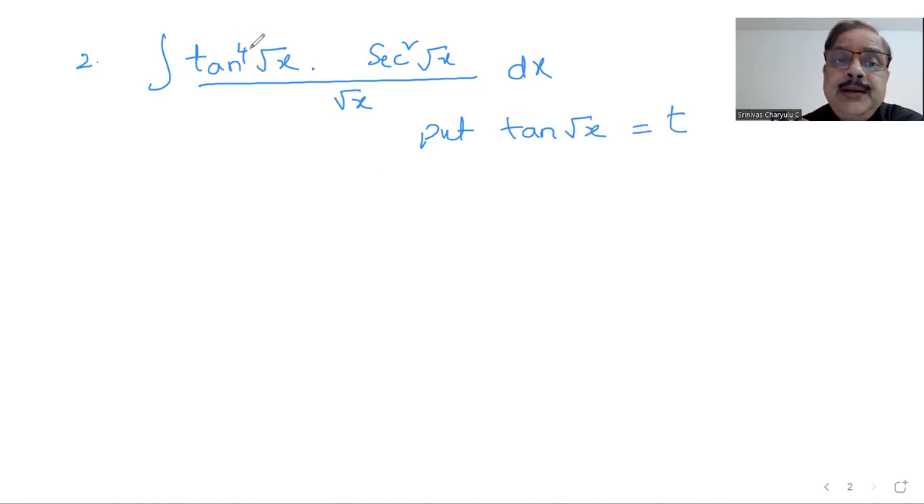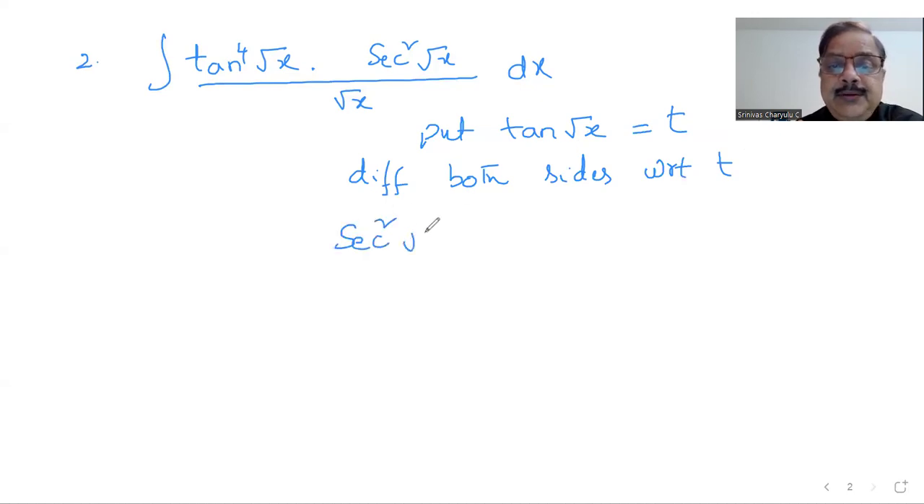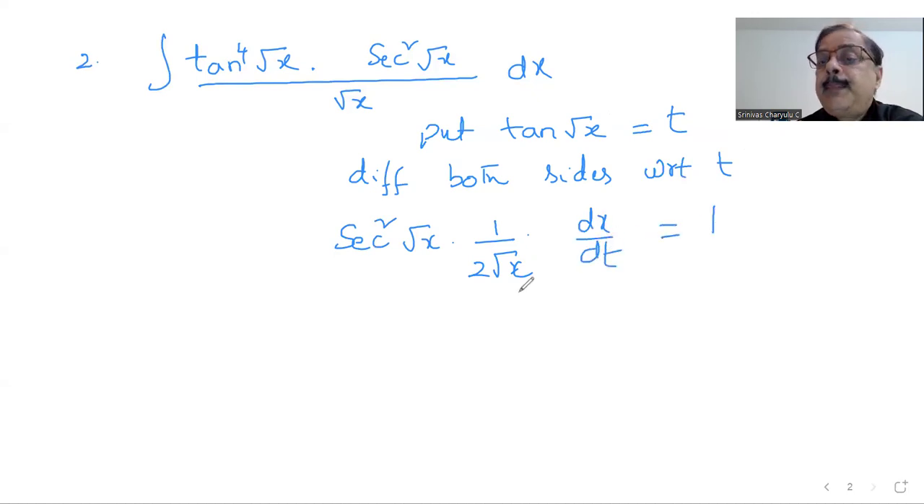Instead of writing tan to the power of 4 root x as t, we will write only tan root x as t, because here secant squared root x is there. So differentiate both sides with respect to t. Tan root x differentiation gives secant squared root x, root x differentiation gives 1 by 2 root x, and x differentiation gives dx by dt, this side 1.